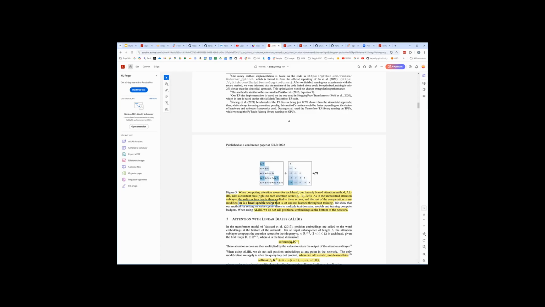But that term is head specific, and it's not learned through training. They just picked them. And yeah, that's kind of all this is. They contrasted it with T5. Ted's not here, is he?